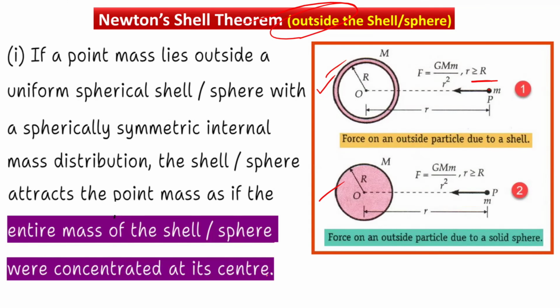So you can say from this, if a point mass lies outside a uniform spherical shell or sphere with a spherically symmetrical internal mass distribution, the shell or sphere attracts the point mass as if the entire mass of the shell or sphere were concentrated at its center.